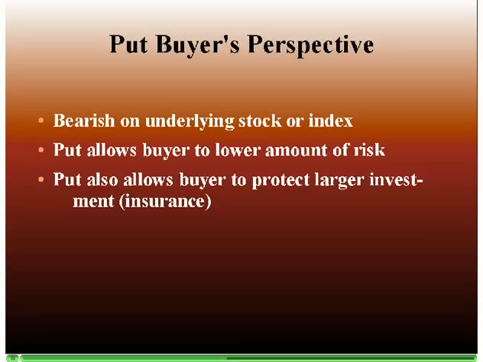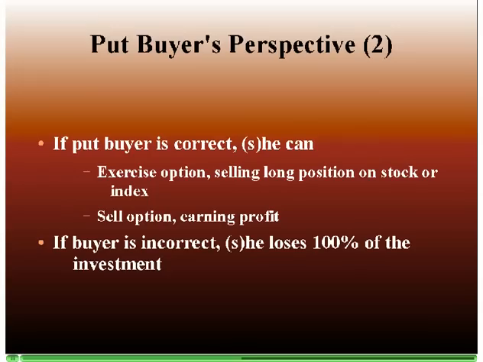There are several reasons. One, the investor may be bearish on the underlying. A trader buys the put instead of shorting the underlying, thus reducing their risk. As an alternative, the put can be paired with the underlying to provide insurance in case the underlying falls in value. If the put buyer is correct, he can exercise the option, selling the long position on the stock or index at the strike price, or they can sell the option for a profit. If the buyer is incorrect, he loses 100% of the investment.